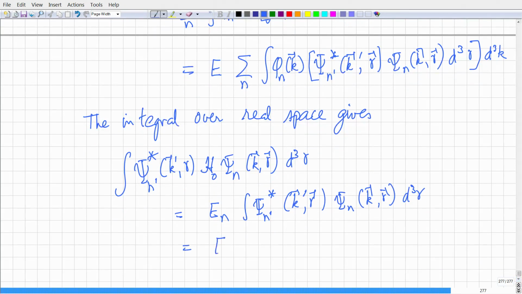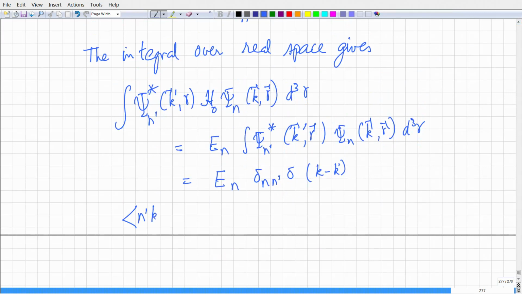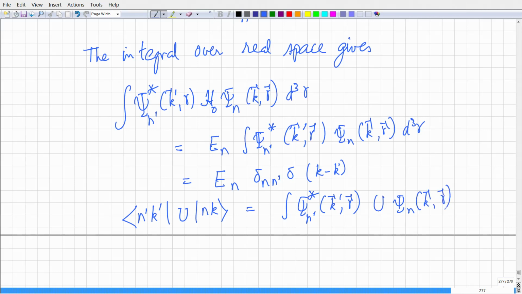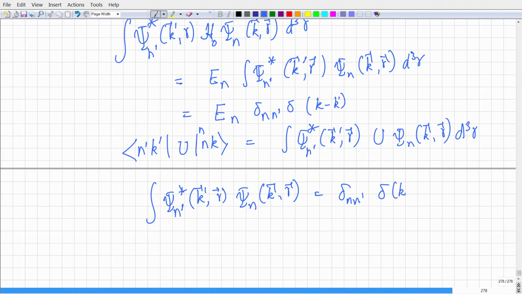So, this will be E_n delta_{n n'} delta(k − k'). We define the matrix element U_{n'k', nk} as the integral of ψ*_{n'k'}(r) U ψ_{nk}(r) d³r. Then we also have the last integral that we had, the integral of ψ*_{n'k'}(r) ψ_{nk}(r), which is nothing but delta_{n n'} delta(k − k').